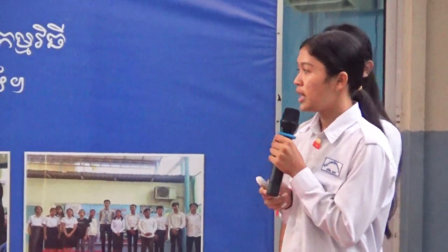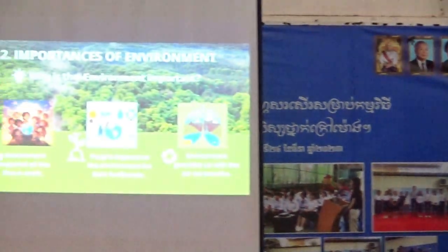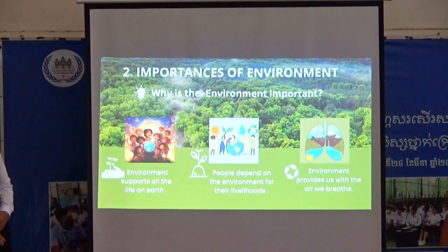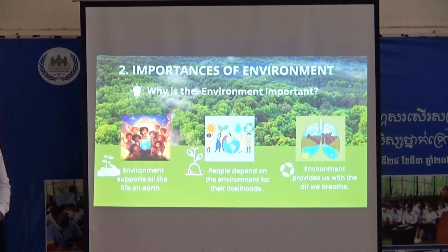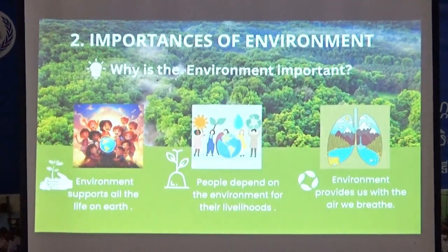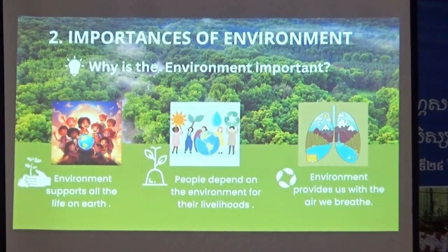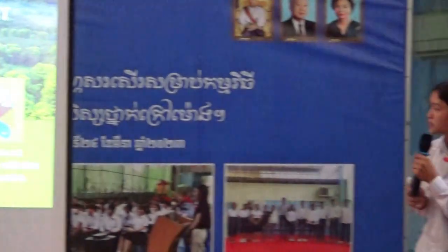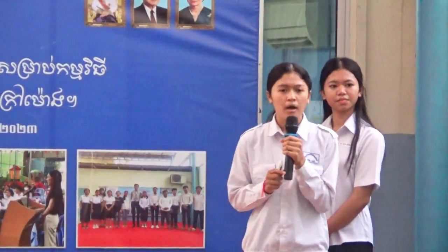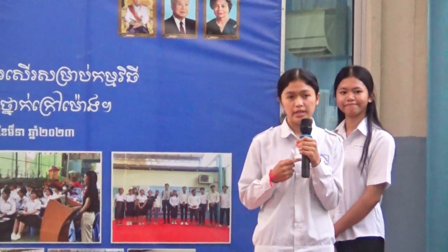And the next point is that people depend on the environment for their livelihood. If you work in an office setting, you may not think about how the environment affects people's lives and jobs. However, billions of people depend on the environment for food, shelter, medicine, and more. And 3 billion people depend on the ocean. And the last point is that the environment provides us with the air we breathe. The air we breathe is made up of different gases like nitrogen and oxygen, and it provides us with all that we need to survive.